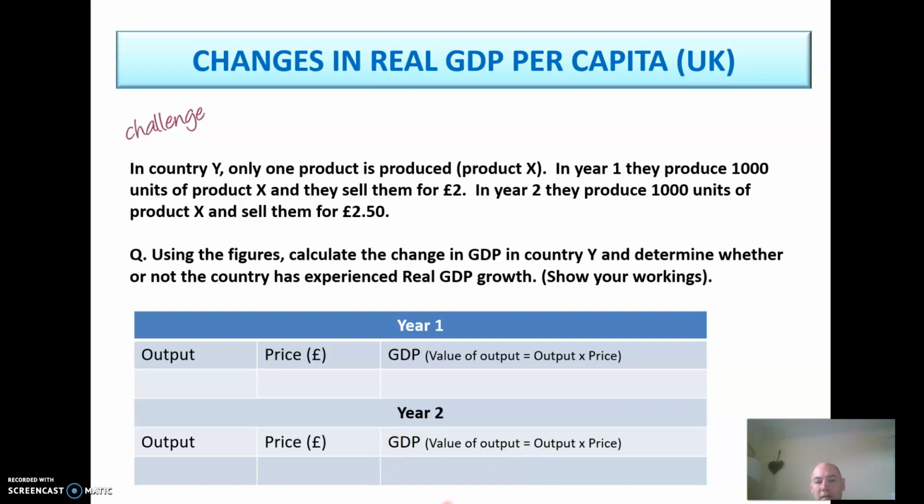Okay, so complete the table. Again, press pause and come back in 2 minutes when you're ready, and also see if you can determine whether or not there has been an increase in real GDP growth. Okay, pause now.